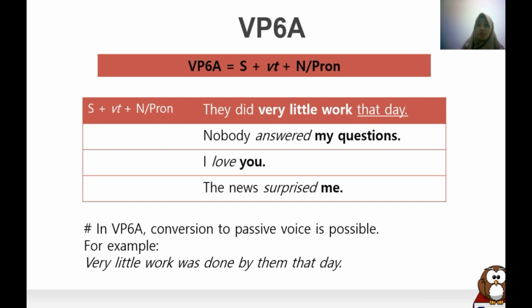For example, in the first sentence here, they did very little work that day. They is the subject and very little work is the object. But in passive voice, the subject will be very little work and the object will be them. They, yeah, from the word they, but because it is the object, so it becomes them. So the passive voice will be very little work was done by them that day. So in this pattern, the conversion from active to passive voice is possible.